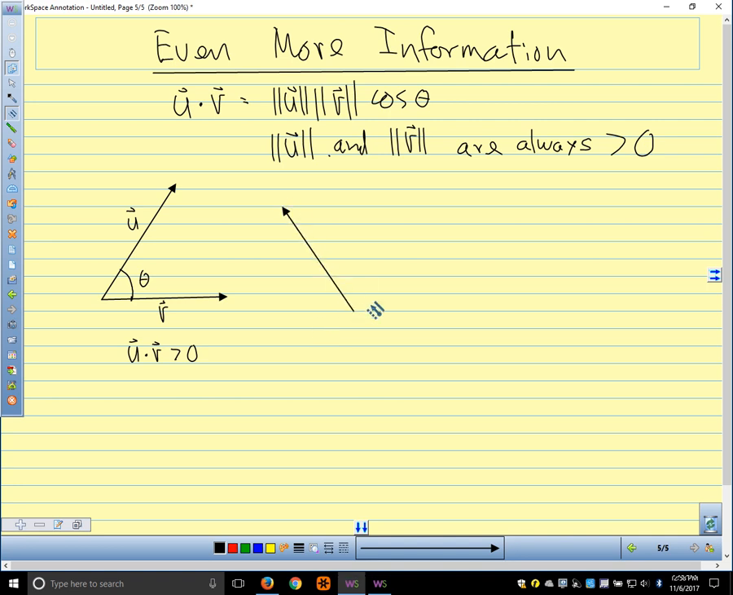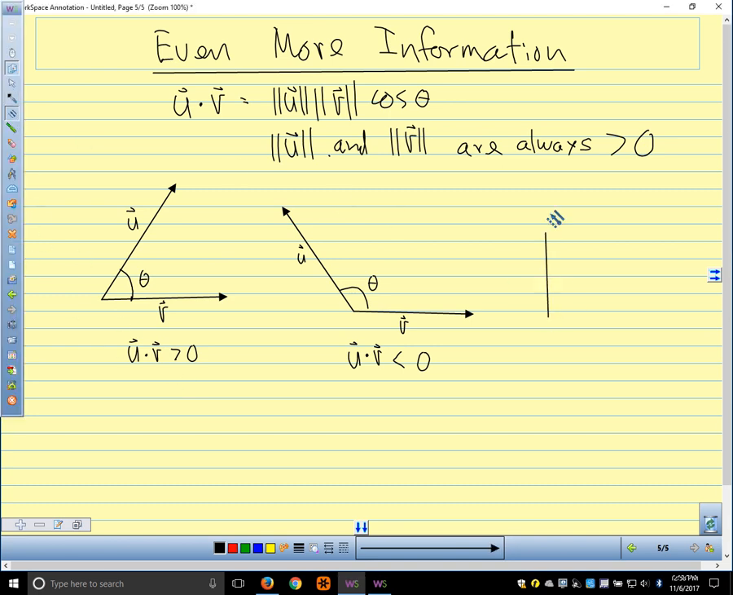If we have an obtuse angle, like so, and there's u and there's v. Cosine of an obtuse angle, positive or negative? Negative. In this case, u dot v is less than 0, negative. So if the dot product is positive, we know the angle between the two vectors is acute. If the dot product is negative, we know that the angle between the two vectors is obtuse.